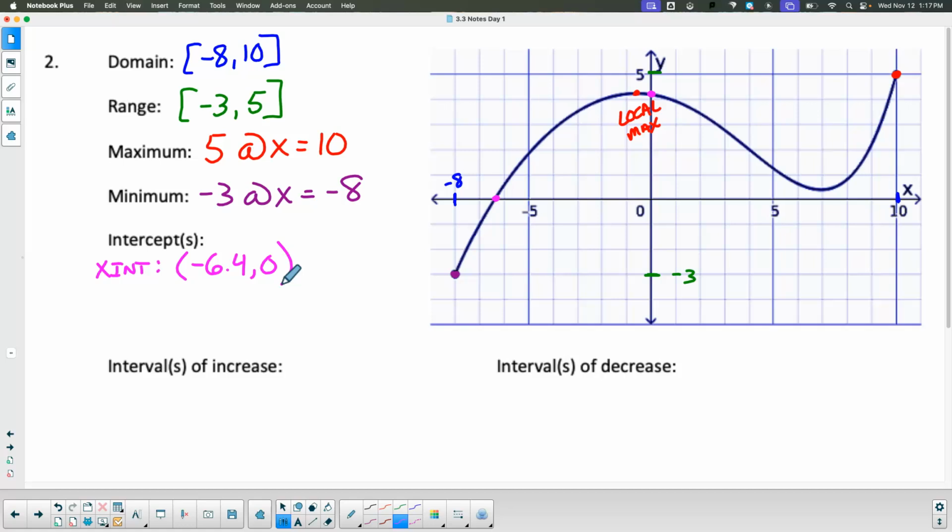Yes. Okay. I would put the y-intercept at positive 4.2. Yeah. Okay. But it would be 0 comma 4.2, correct? Right.